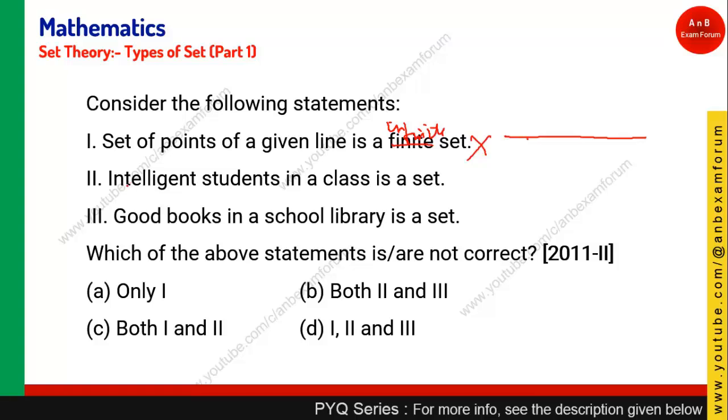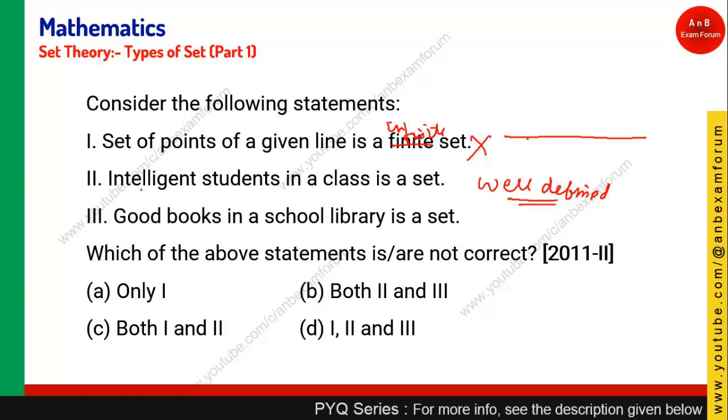Coming to the next, intelligent students in a class is a set. In the theory portion I already told you several times that a set is a well defined collection of objects. What does this mean? Well defined means you should not use adjectives at all. Like intelligent, for some people a person may be intelligent, for other people it can be different. It is not an objective one, it is a subjective topic.